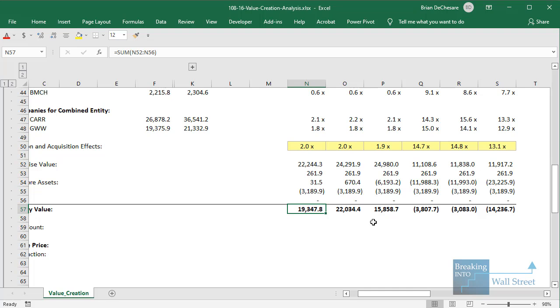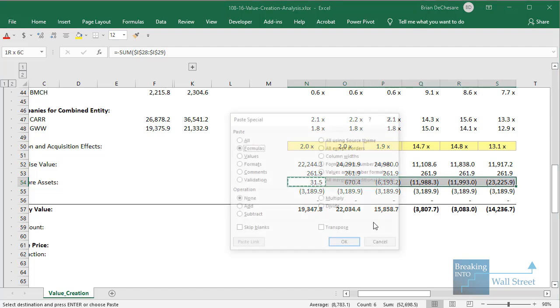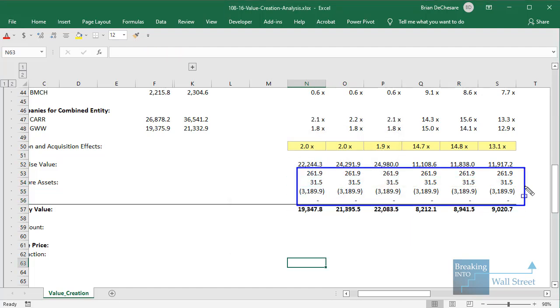And we can copy that across. And it looks like I messed up the anchoring here because we're getting really weird numbers. So let's just fix that quickly. We want all these numbers to be the same going all the way across because it shouldn't matter what the combined multiple is. The capital structure changes in the same way regardless of what our assigned multiple here is.